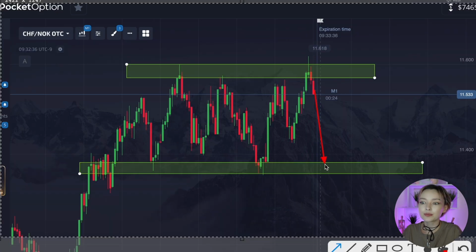We can expect the price to approach either of the borders and place our trades upwards at this level and downwards in this area.